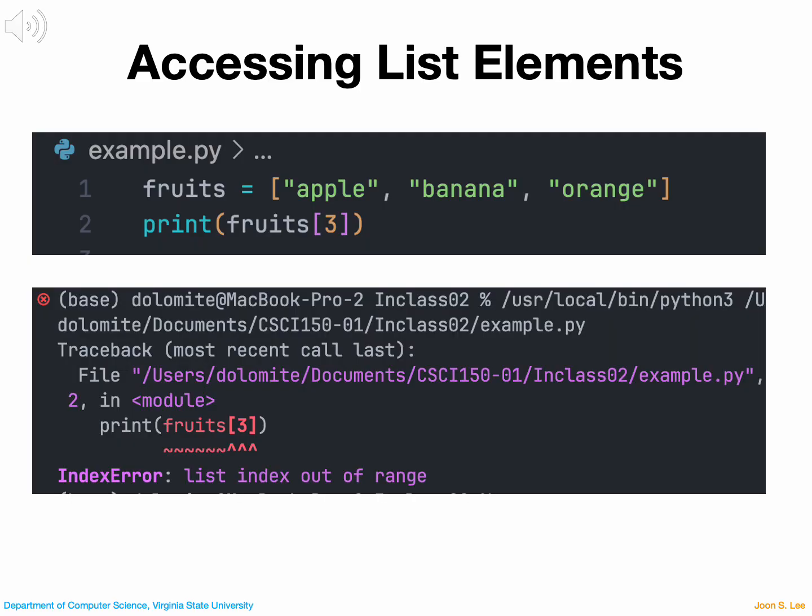Here's what happens when we actually run that code from the previous slide. Let's look at what this error message tells us. It shows the file and line number where the error occurred. Then it highlights the specific expression that caused the problem. In this case, fruits at index 3. Finally, it gives us the exact reason: list index out of range.